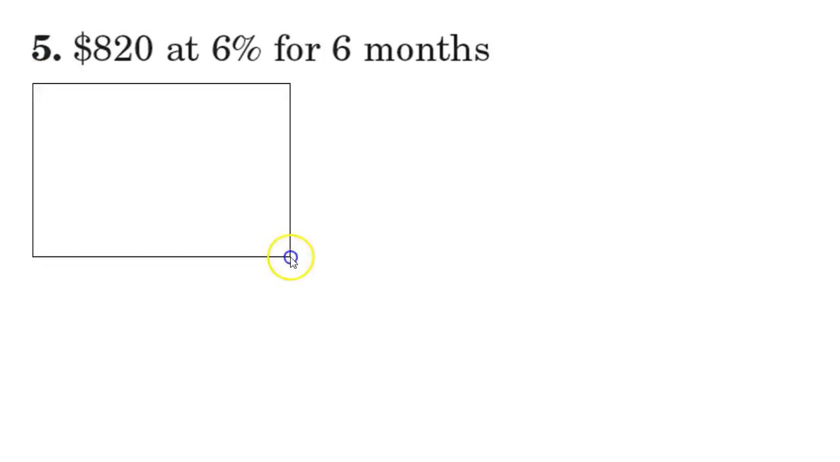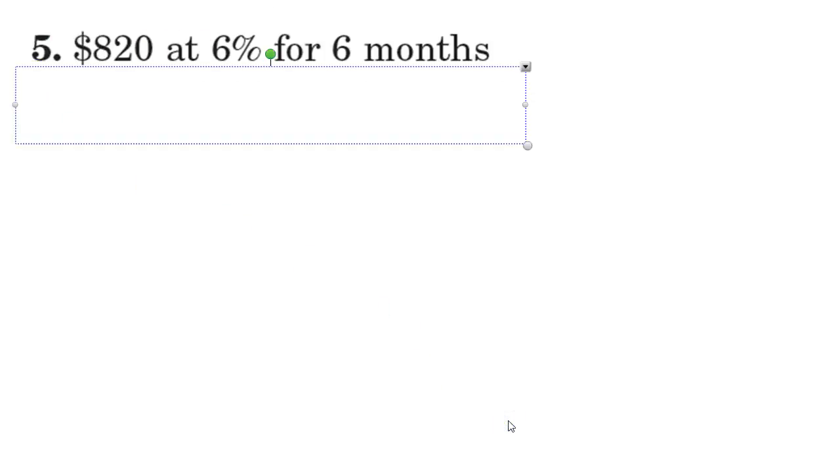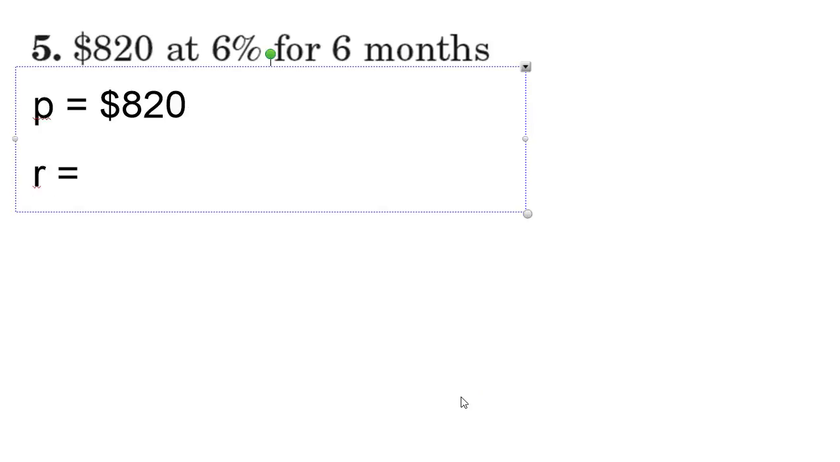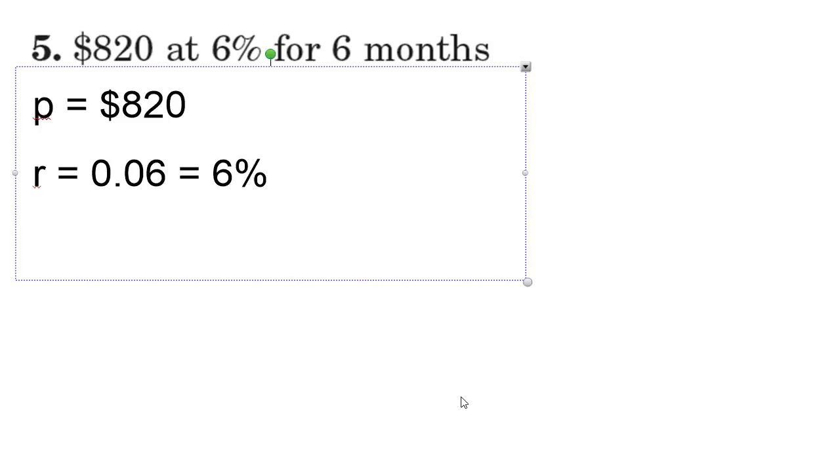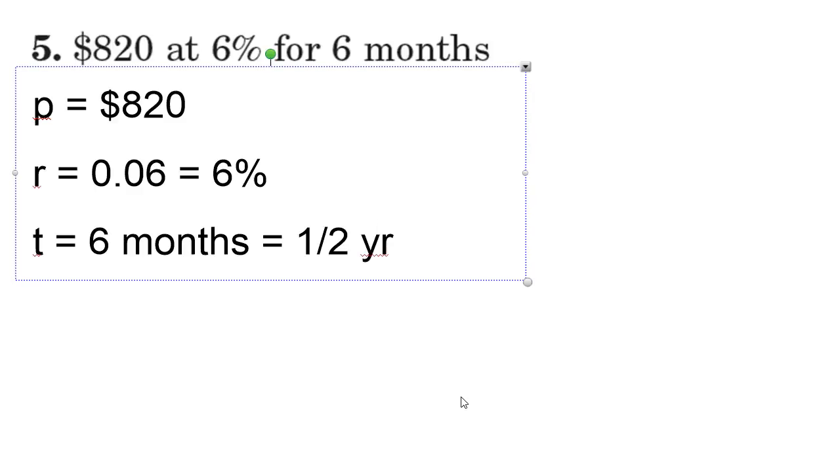Okay, so for this one here, I'm going to have it stop and ask at every step. Okay, so let's set some stuff up here. Principal is going to be, hopefully you said $820. Rate, hopefully you said 0.06 because it's 6%. And then the time is 6 months. But again, it has to be in terms of years, so 6 months is 1/2 a year, or 0.5 years.